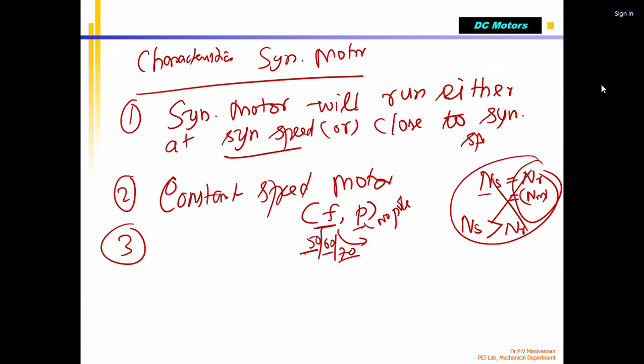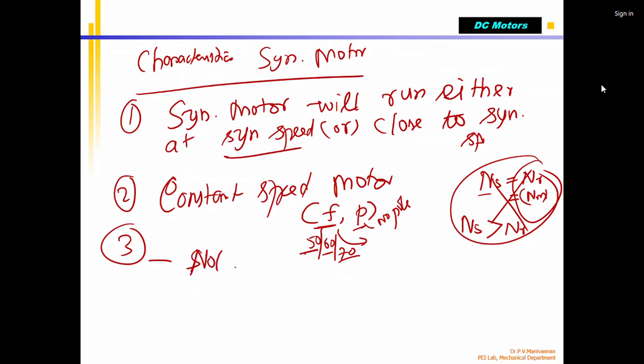And P is the number of poles. It can be 6 or 12, something like that. It depends on what speed you want. You decide what speed you want, and accordingly you can choose the poles while designing. So it runs at constant speed only, correct?